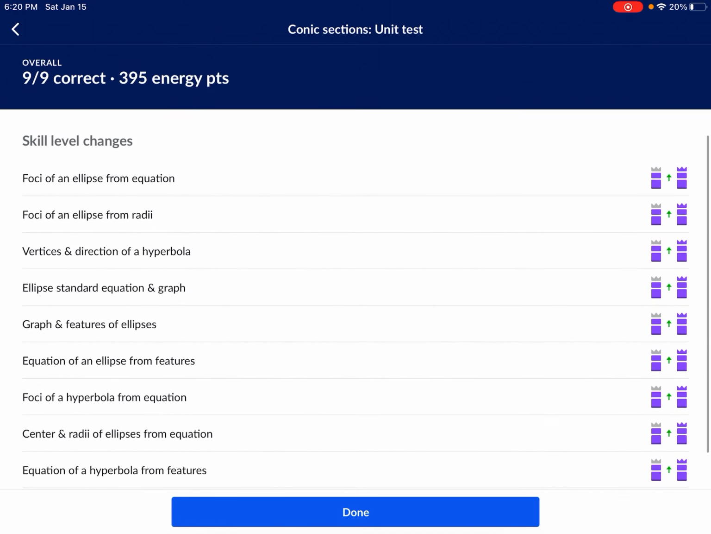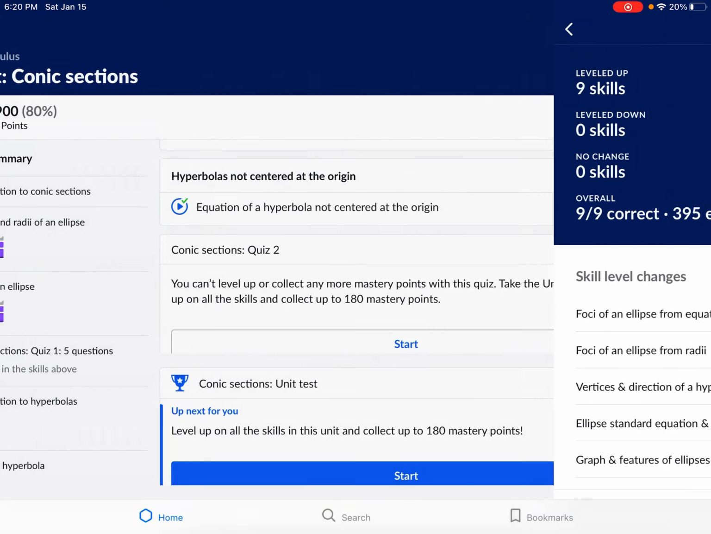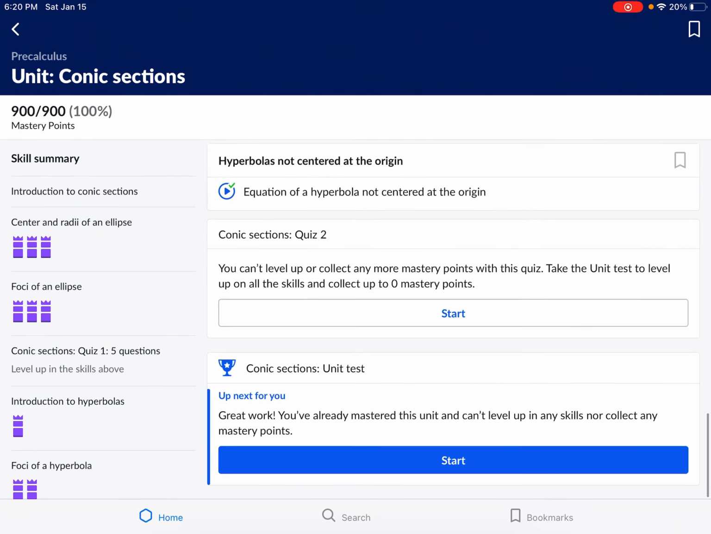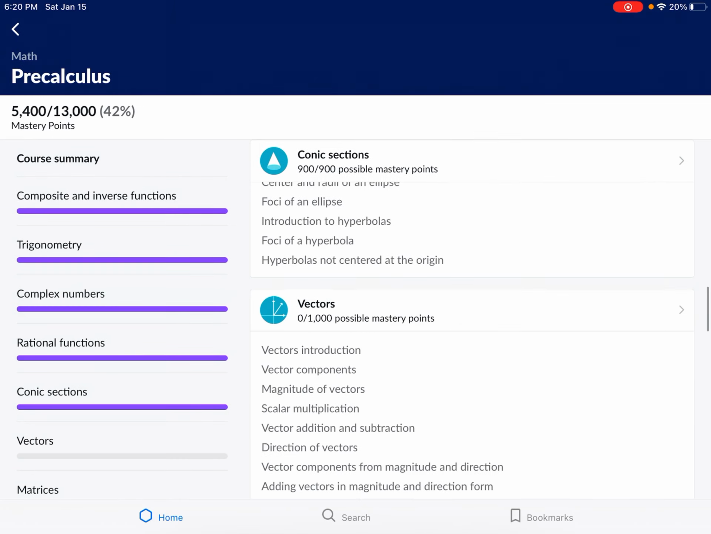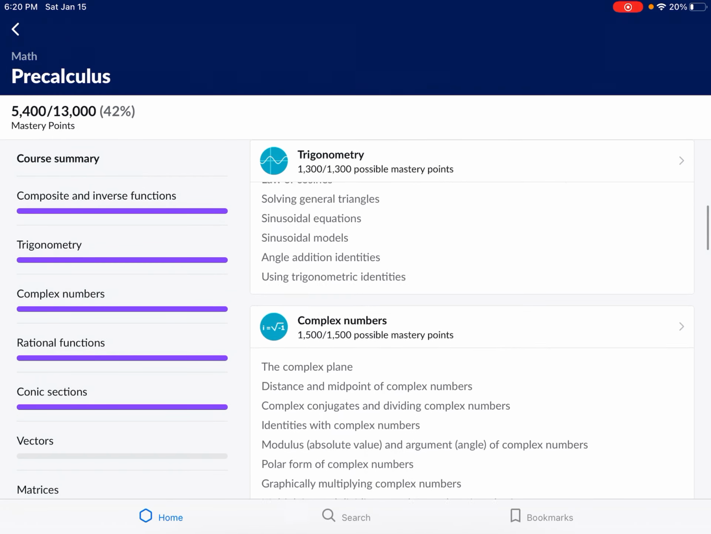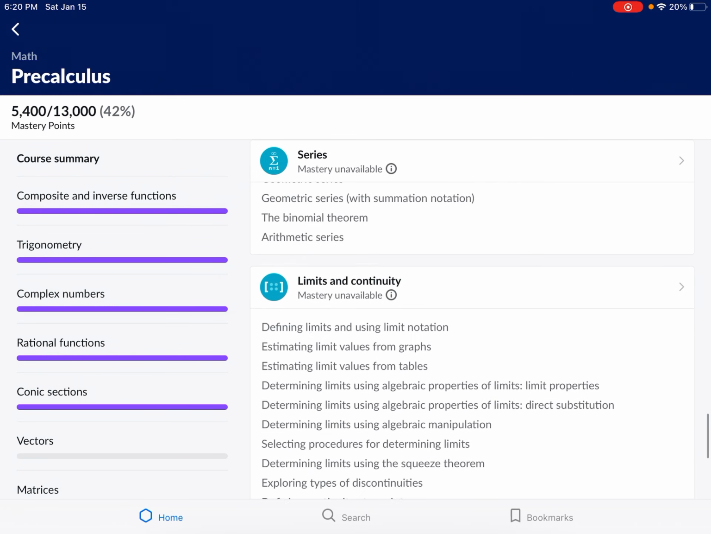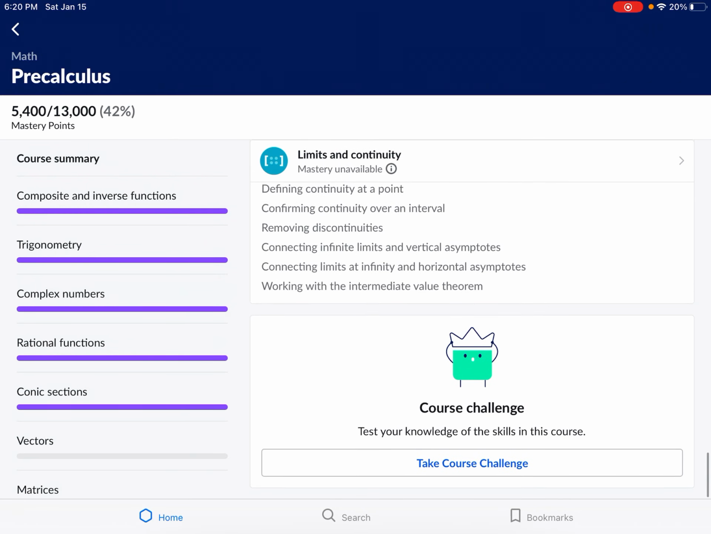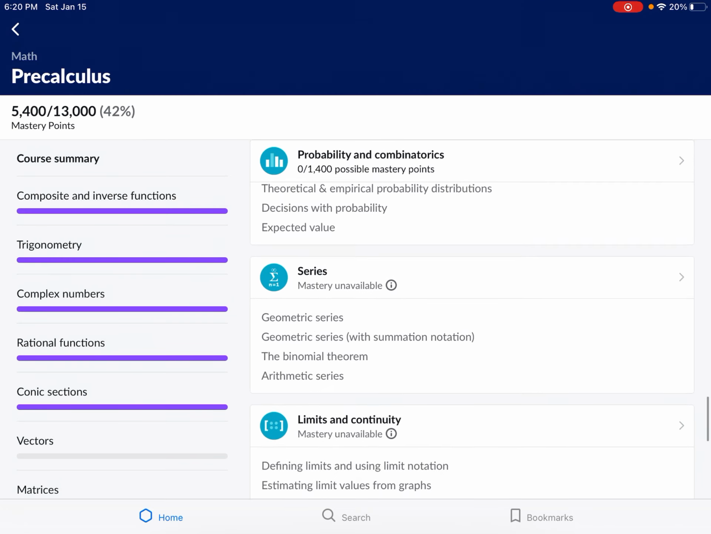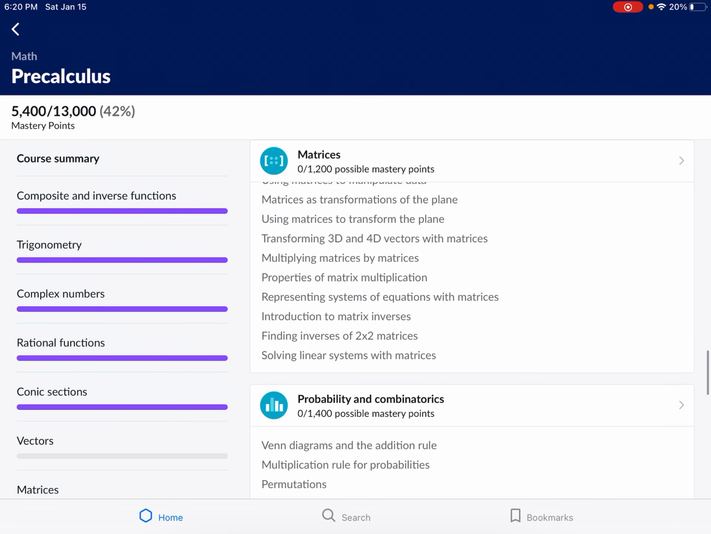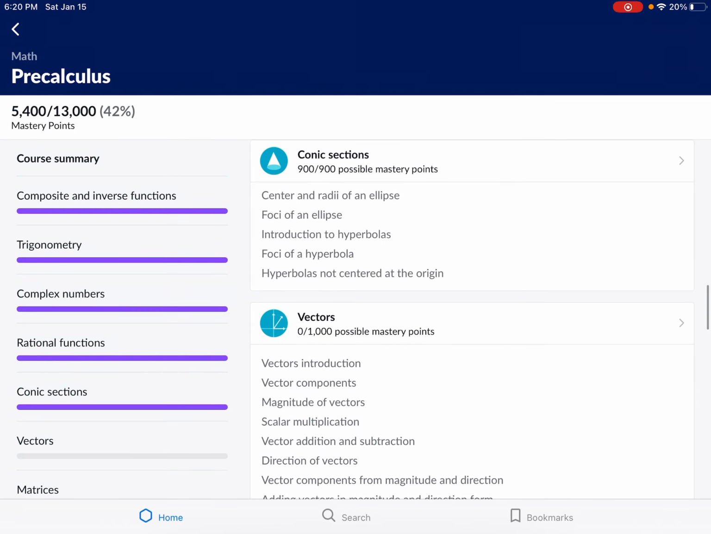Alright, that's the unit test for Unit 5. We're done with 5 units, and we have 1, 2, 3, 4, 5 units left. So basically halfway done. Even though it says 42% on the side, there's much more content: limits and continuity, probability, and combinatorics. Okay, the next one is vectors.